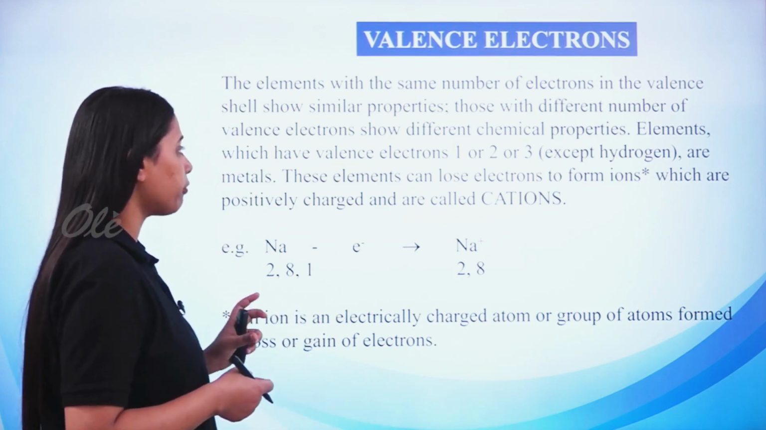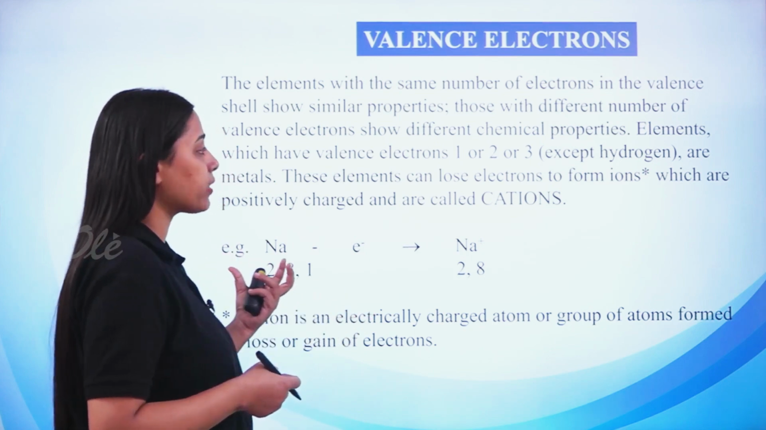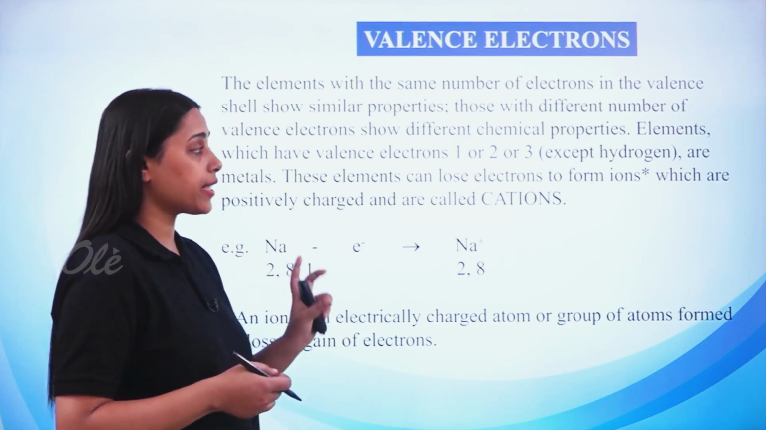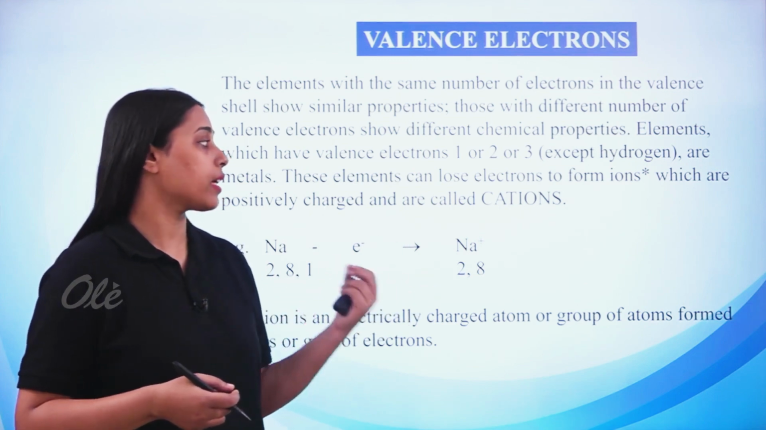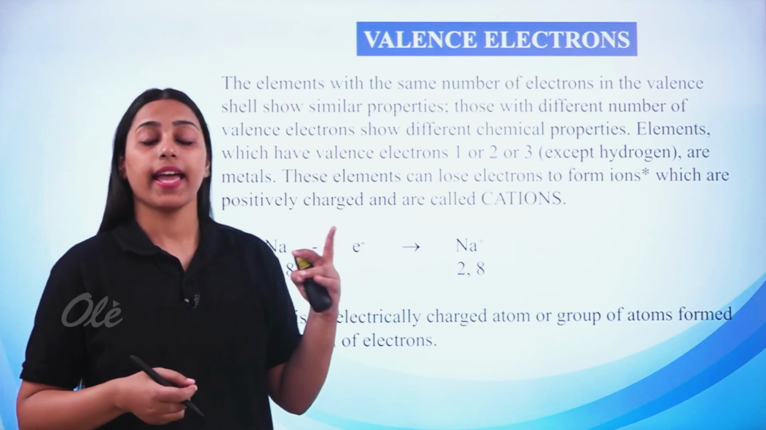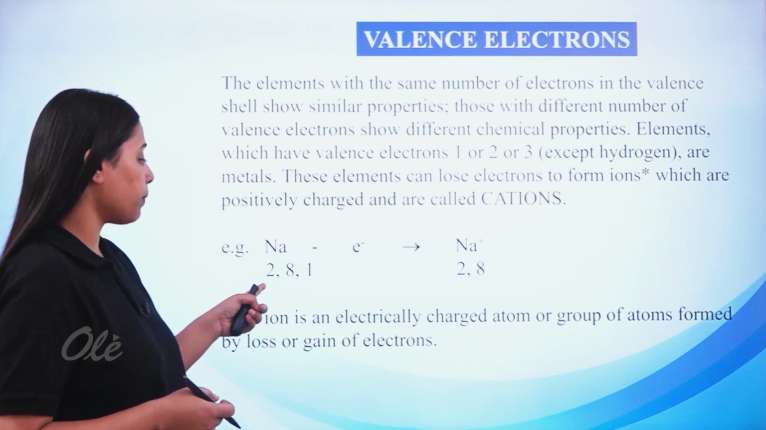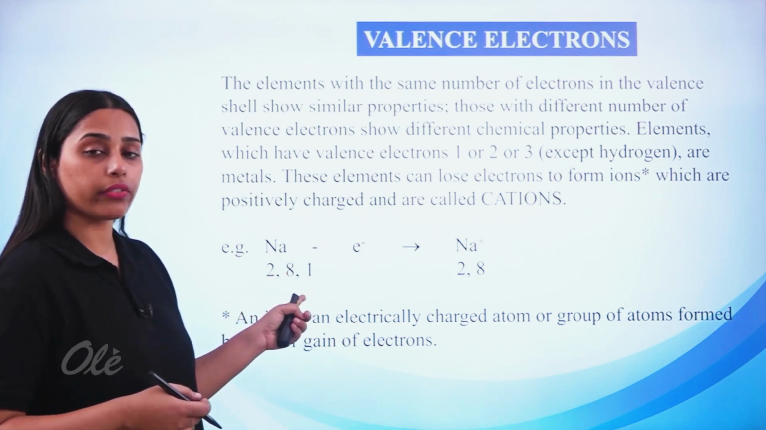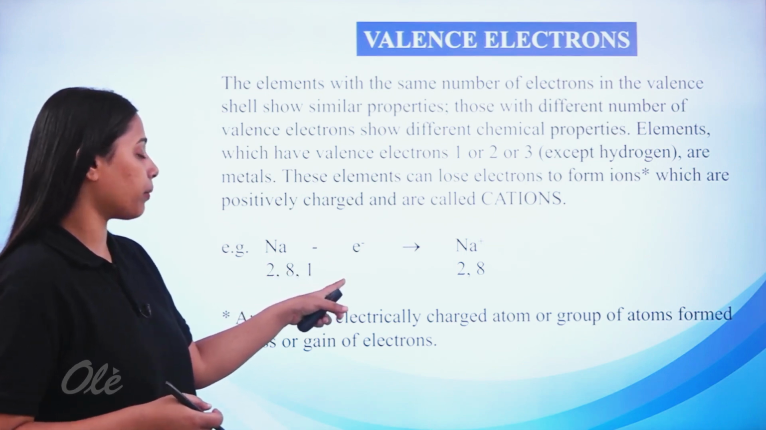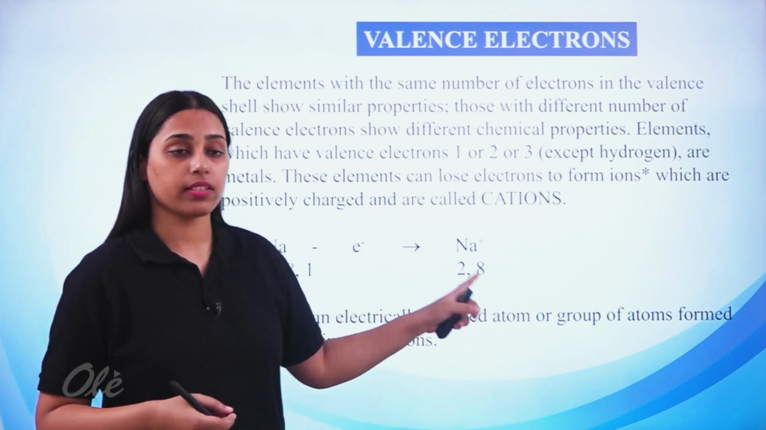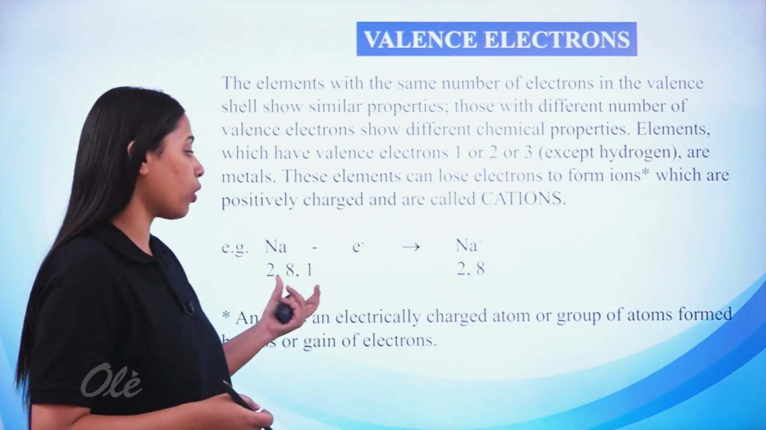Those with a different number of valence electrons are going to have different chemical properties. Elements which have valence electrons 1, 2 or 3, except hydrogen, are metals. These elements lose their electrons to form ions which are positively charged, and hence they are called cations. For example, see sodium. Sodium has neutral electronic configuration 2, 8, 1. When it loses the one electron, it gets Na+, where it has achieved the nearest noble gas configuration, that is neon configuration.